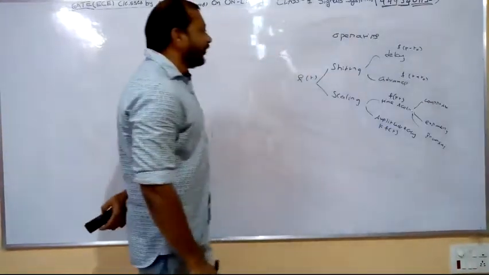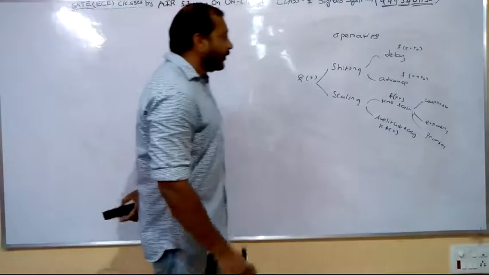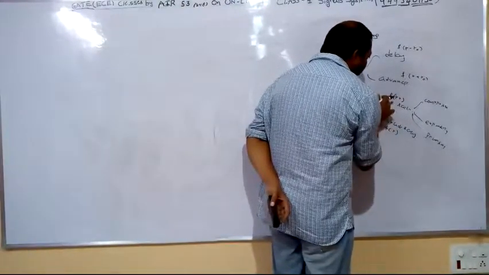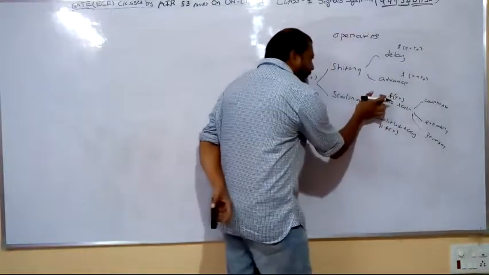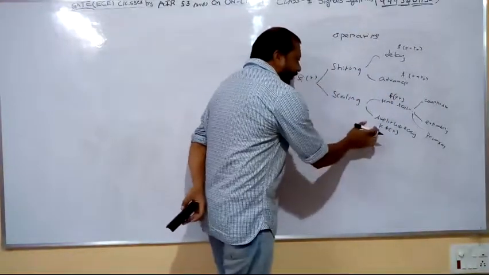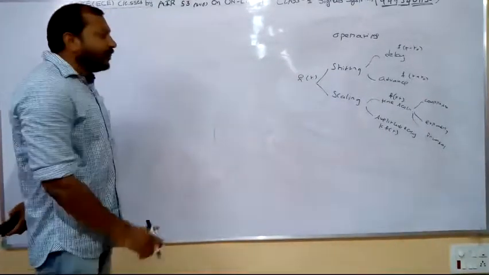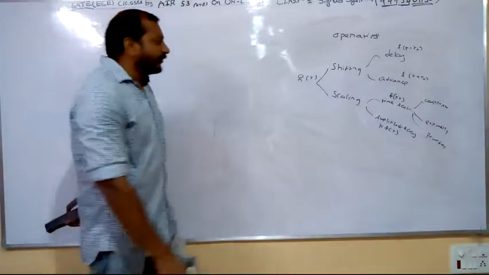In time scaling, only the time instance of the signal changes; it does not affect the amplitude of the signal. In amplitude scaling, it affects only the amplitude of the signal, that is k into f of t.